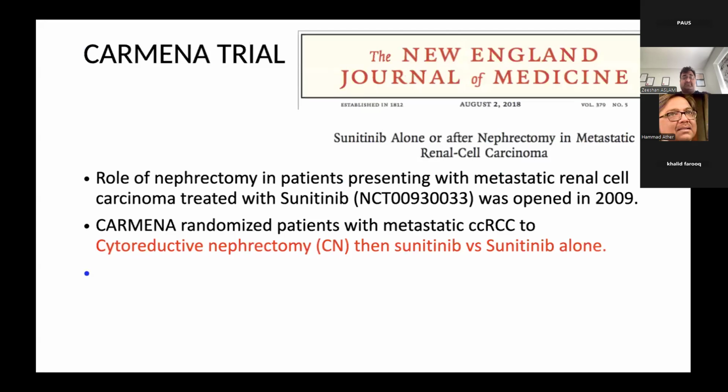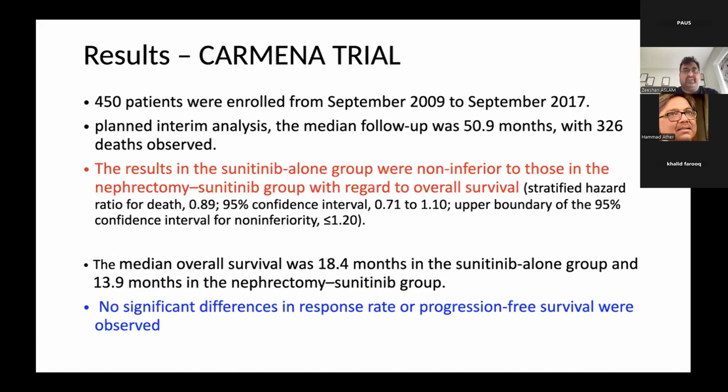The most famous of those was the CARMENA trial, which looked at the role of nephrectomy in patients with metastatic kidney cancer, comparing a sunitinib-only group versus cytoreductive nephrectomy followed by sunitinib. This was a non-inferiority trial where the objective was to see whether sunitinib alone is more than enough. The trial enrolled 450 patients over an 8-year period, and follow-up was nearly 4 years.